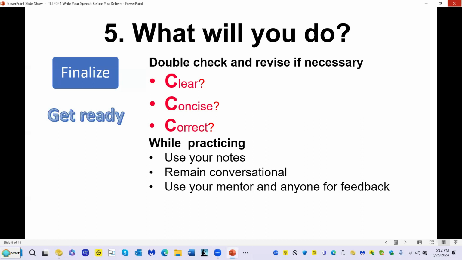While practicing, you can use your notes, but don't memorize them, and remain conversational while you are practicing. You can practice in front of a mirror or in front of your dog or cat or your spouse, but you have to really practice it aloud. You can use your mentor or anyone for giving you feedback.